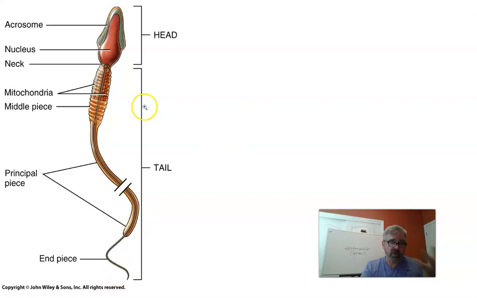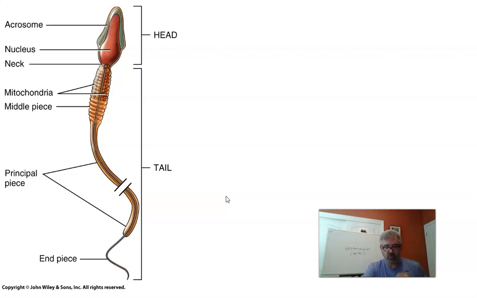Now, that's the way we have to learn it. Obviously, I think most of you would probably have done this the same way I would have. I would have called this the head, that the neck, that the body, and then that the tail. But this is the way it's put together and the accepted terms for a sperm cell.